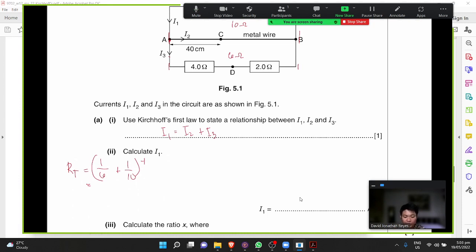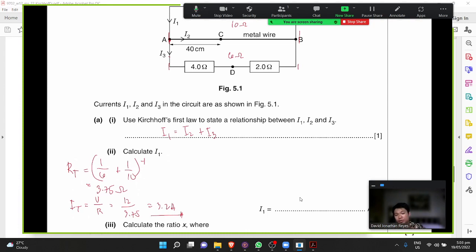Then you'll get 3.75 ohms. Now, as you get 3.75, solve for the current, which is voltage over resistance. That's 12 over 3.75, 12 divided by 3.75, and you will get 3.2 amperes. That's your final answer. So that's one way.